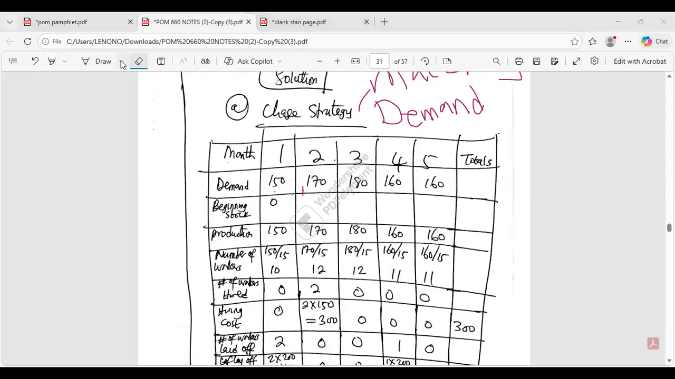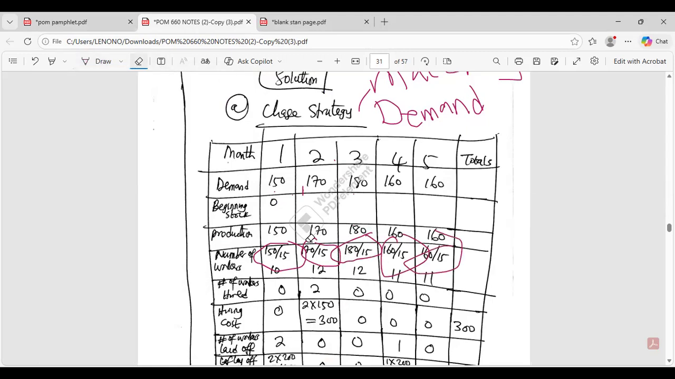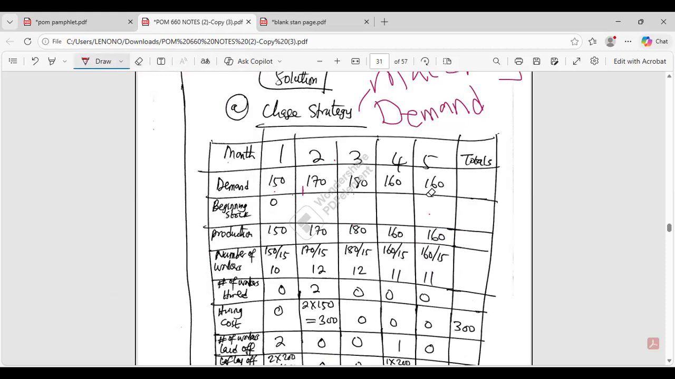So you divide to find how many people you require to produce all these. That's why we are dividing by 15, by 15, by 15, by 15, by 15, so that you find how many workers there are. I'm sure it's clear. Is that clear to get the number of workers here? It is. Thank you. So you're dividing each of these ones. This is the total production.